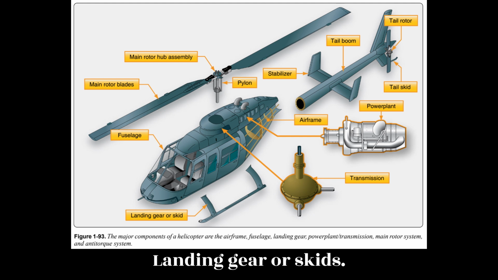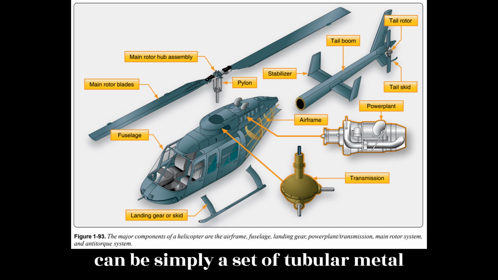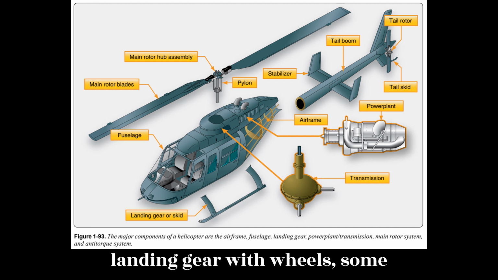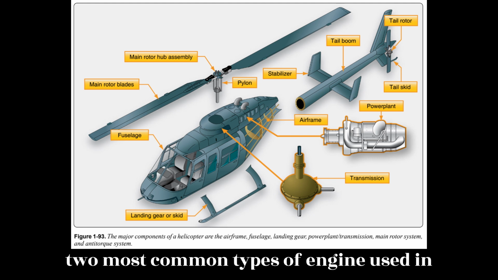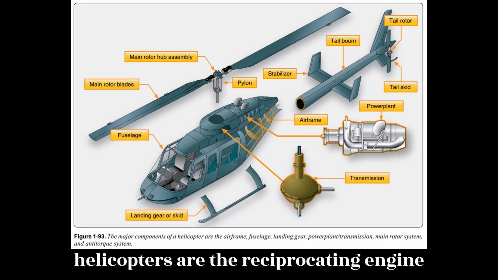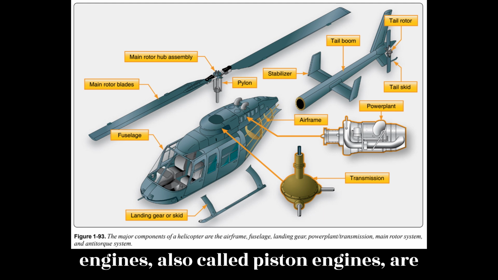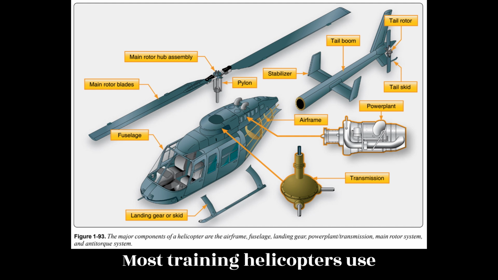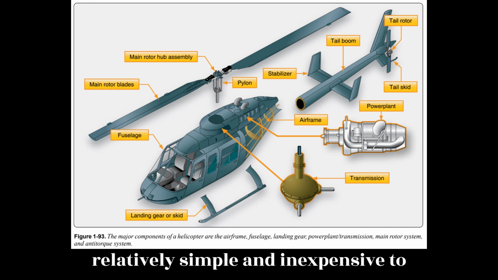Landing gear or skids. As mentioned, a helicopter's landing gear can be simply a set of tubular metal skids. Many helicopters do have landing gear with wheels, some retractable. Power plant and transmission. The two most common types of engine used in helicopters are the reciprocating engine and the turbine engine. Reciprocating engines, also called piston engines, are generally used in smaller helicopters. Most training helicopters use reciprocating engines because they are relatively simple and inexpensive to operate.